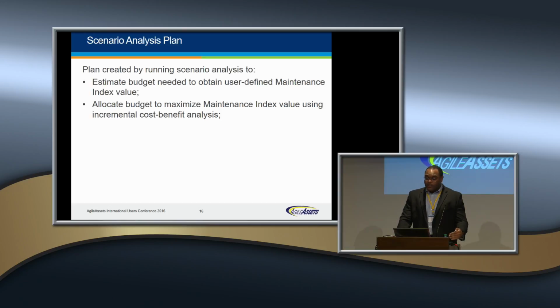And then you can do the opposite, where you have an actual budget, and you want to distribute that and basically allocate that budget to get the maximum score. So based on my having $10 million, what's the highest score I can get? As opposed to I want to achieve a score of 90 out of 100, how much is it going to cost me?